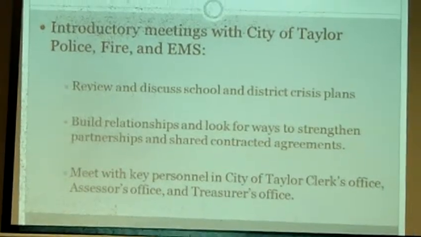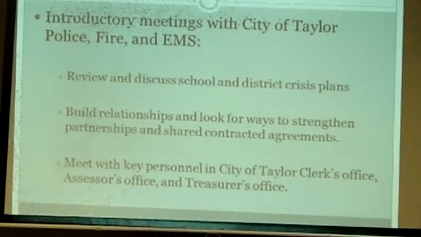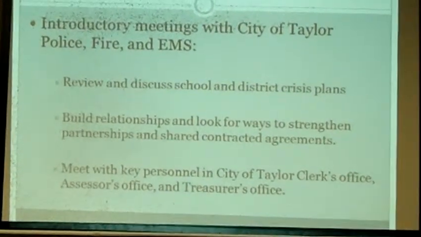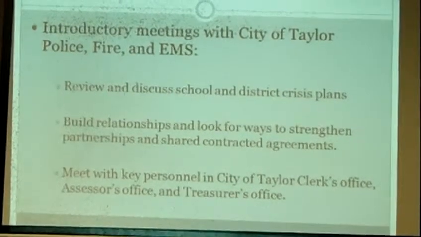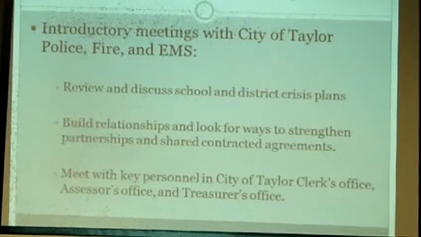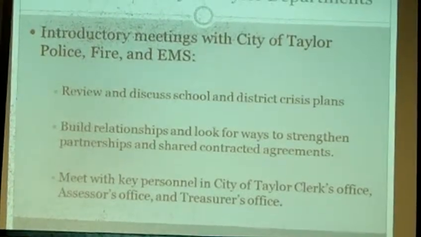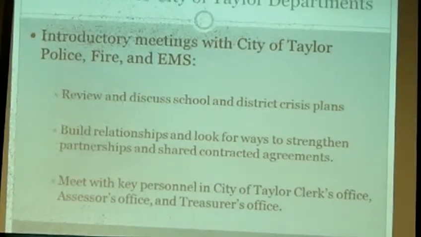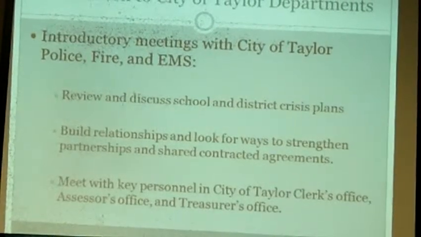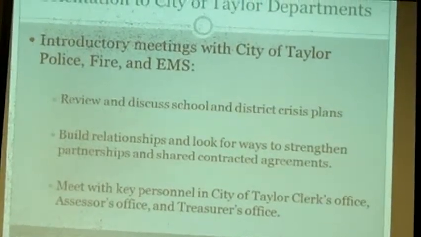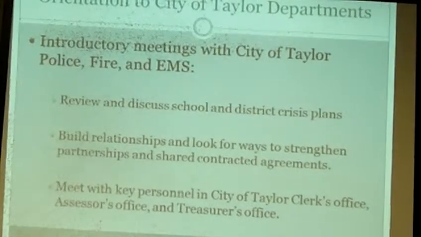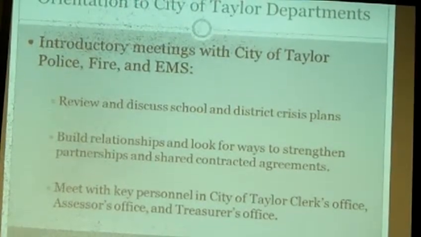Beyond the school district, of course, it's incumbent on me as the superintendent. I need to know who our partners are in the city of Taylor. So I would be looking to set up meetings with police, fire, EMS leadership. One of the things that I've held as one of my cornerstones as a school leader in all the places I've worked is that a safe school or a safe district is a place kids feel comfortable and a place teachers feel comfortable and staff feel comfortable, and then good learning can take place.